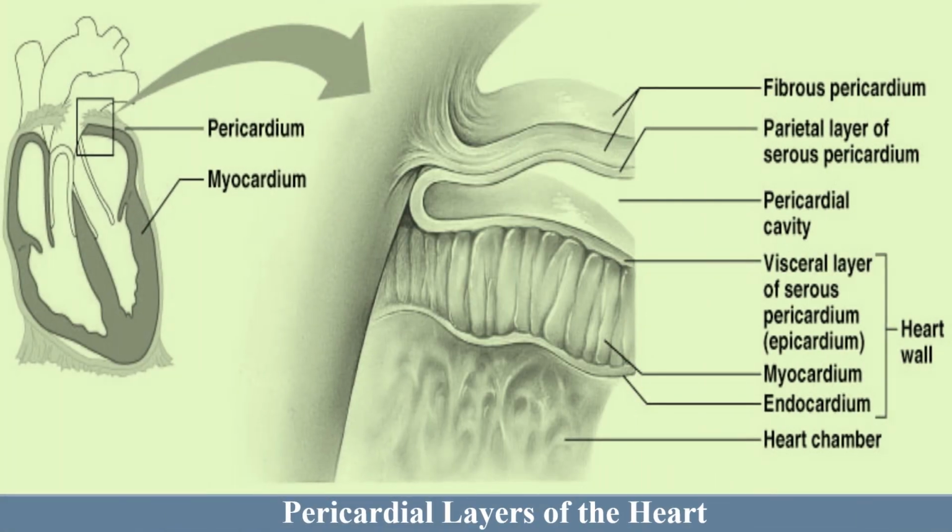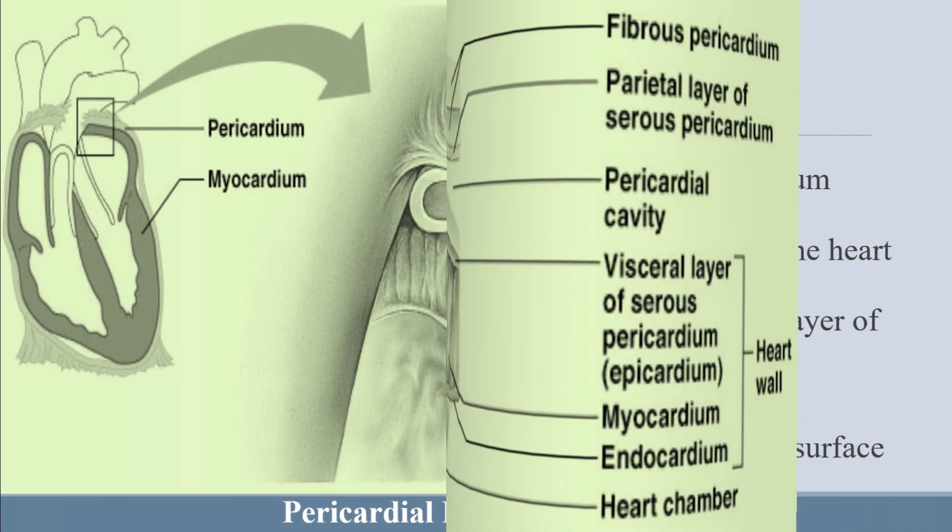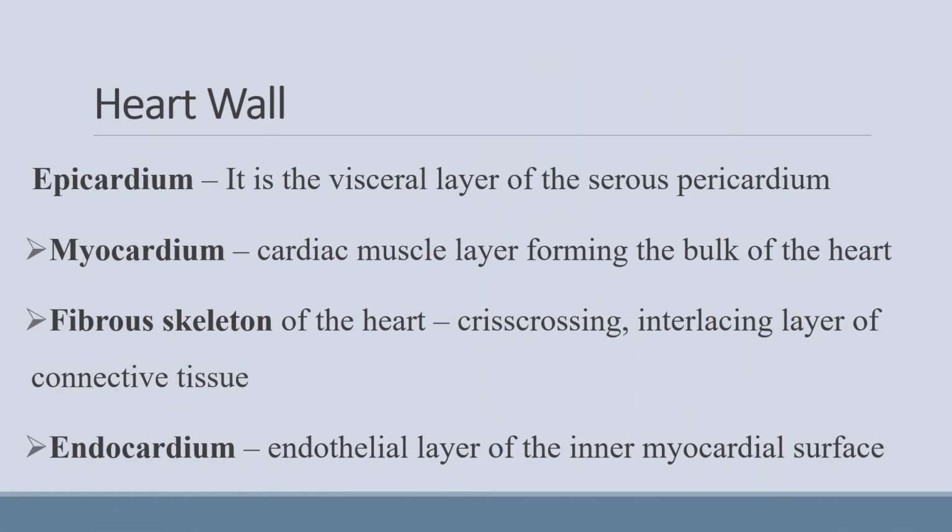This picture shows the difference between the pericardium and myocardium. The wall of the heart comprises the epicardium, which is the visceral layer of the serous pericardium; the myocardium, which is the cardiac muscle layer forming the bulk of the heart; the fibrous skeleton of the heart, which consists of crisscrossing, interlacing layers of connective tissue; and the endocardium, which consists of an endothelial layer on the inner myocardial surface.